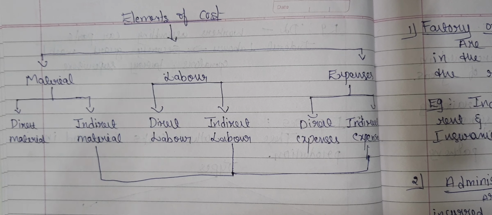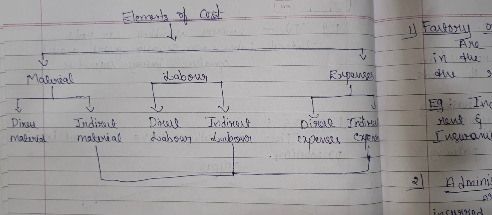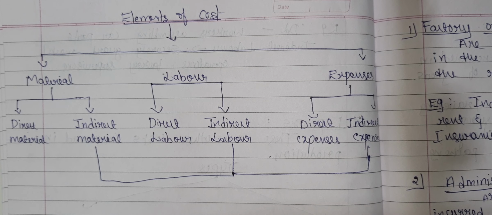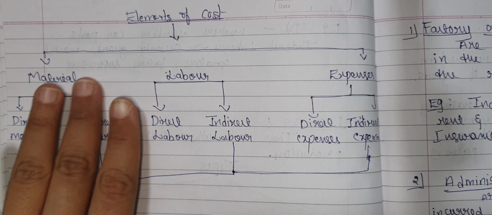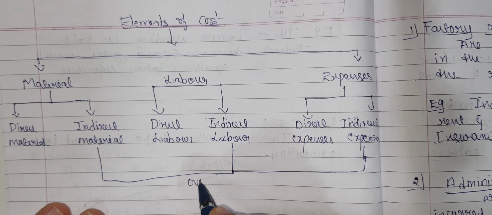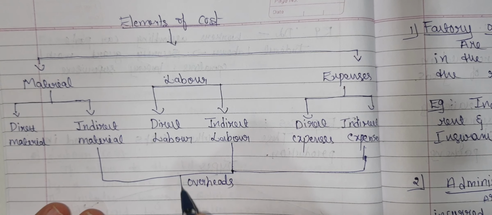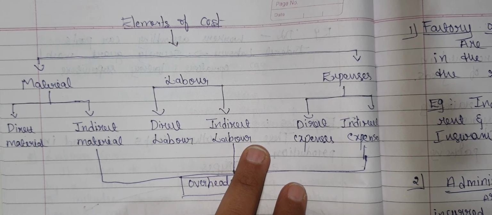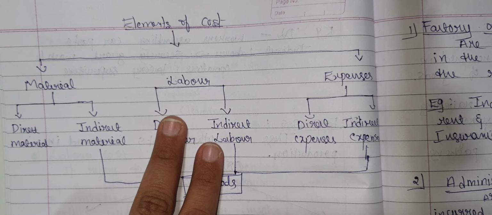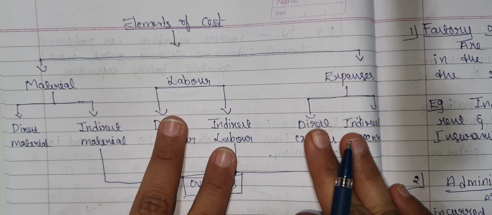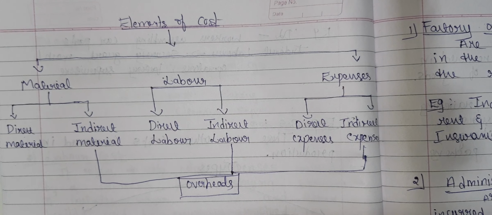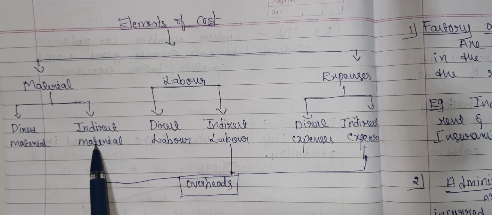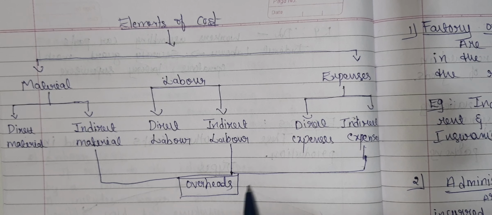These are the indirect costs incurred in running a business that cannot be directly traced to a specific product, service, or job. These indirect costs are called overheads. So what is the meaning of overheads? All the indirect costs incurred in running a business that cannot be directly traced to a specific product, service, or job are called overheads. Means all the indirect material, indirect labor and indirect expenses are called overheads.